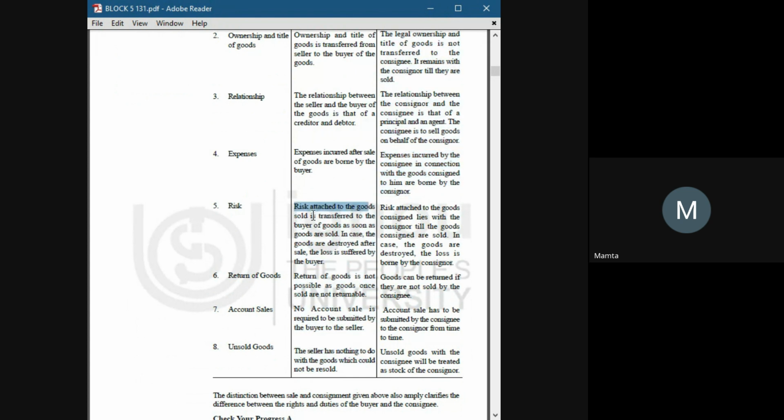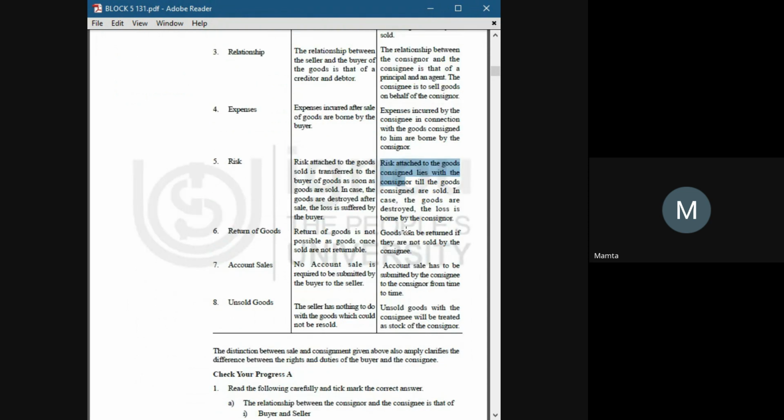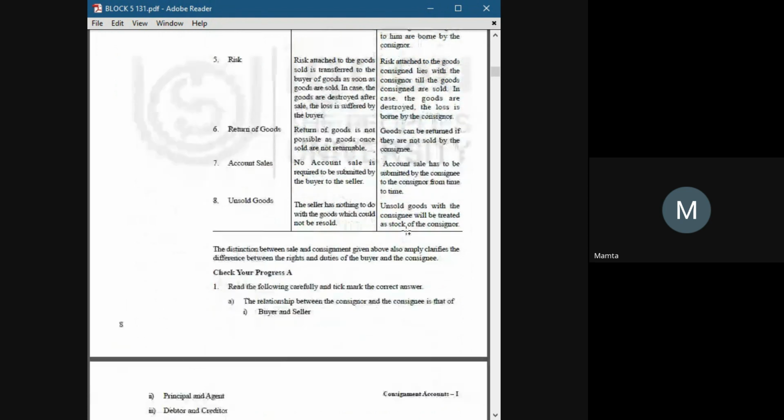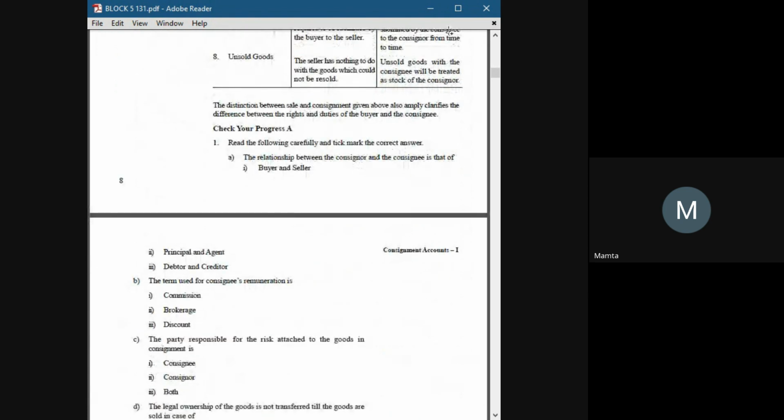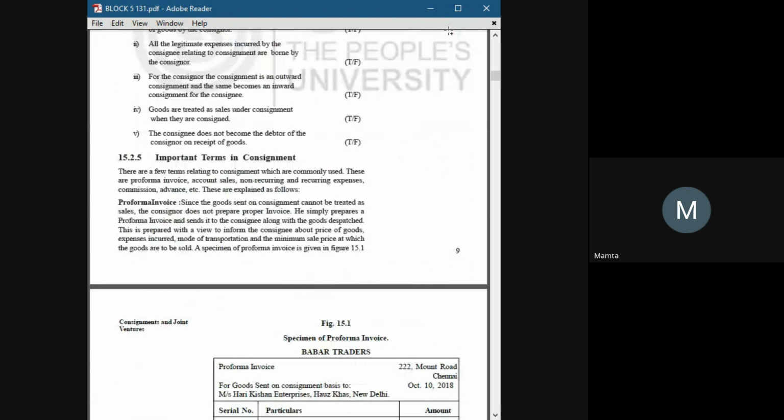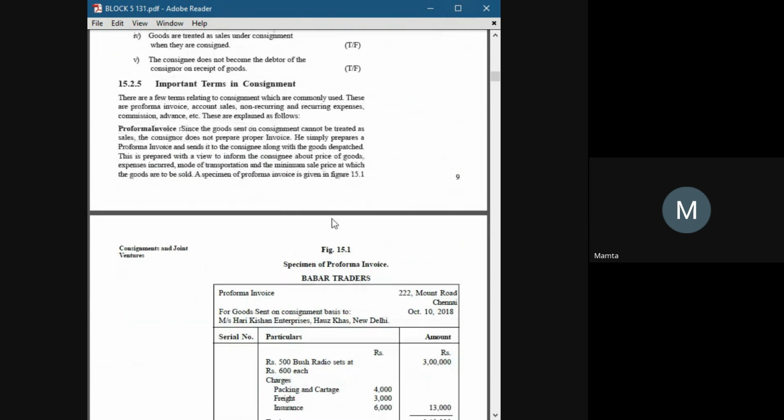Risk attached to goods sold is transferred to the buyer as soon as the goods are sold. Here, the risk attached to goods consigned lies with the consigner only, the manufacturer only, and there are some other differences. Important terms in consignment.